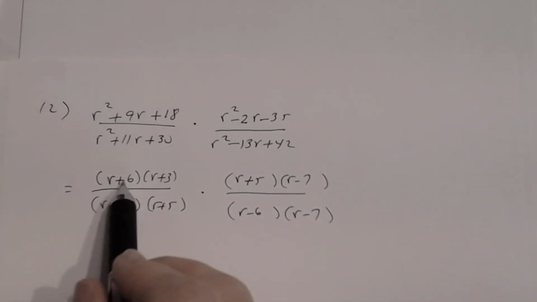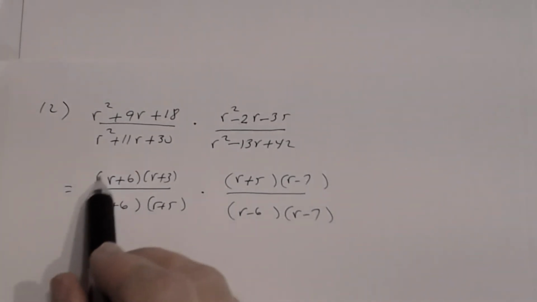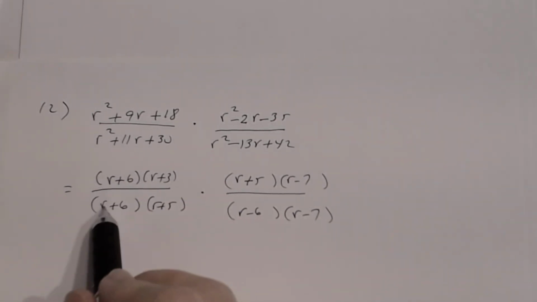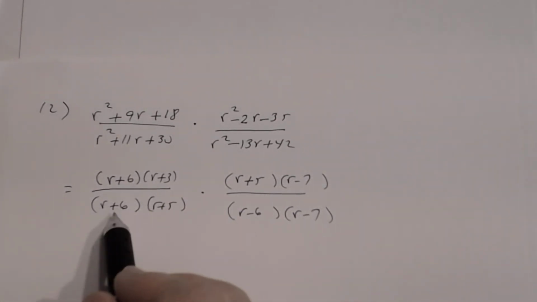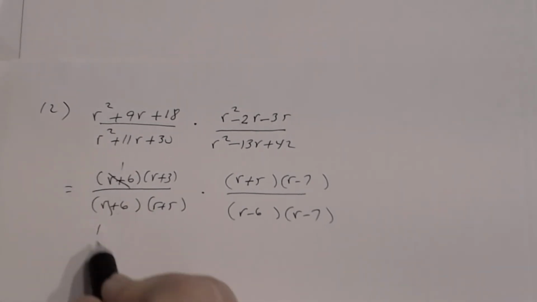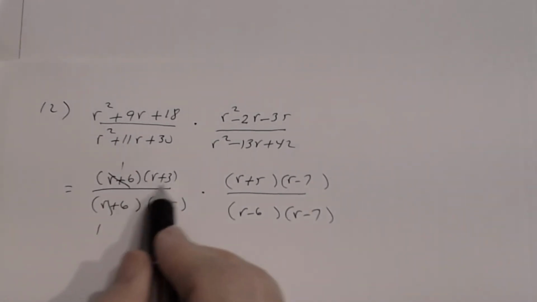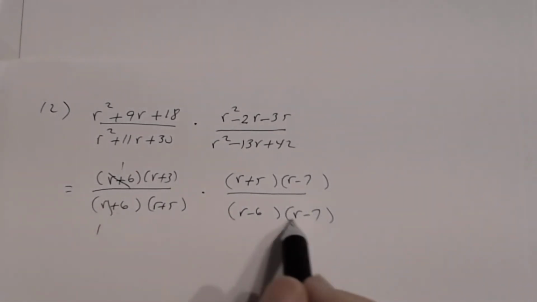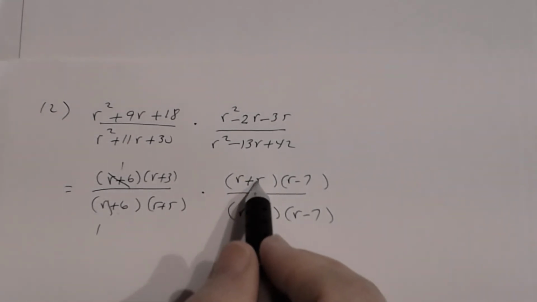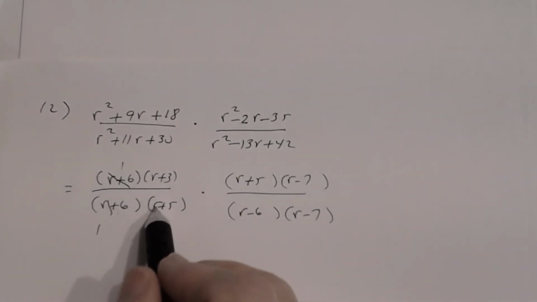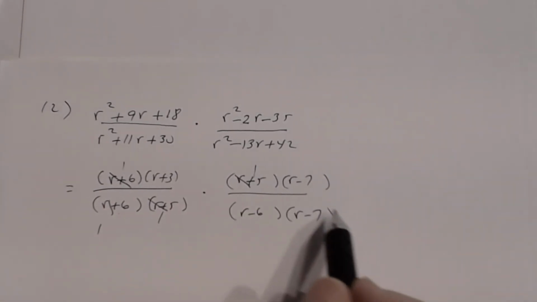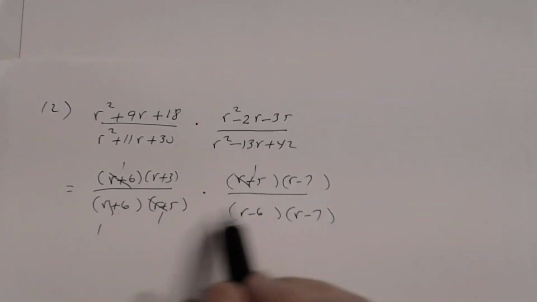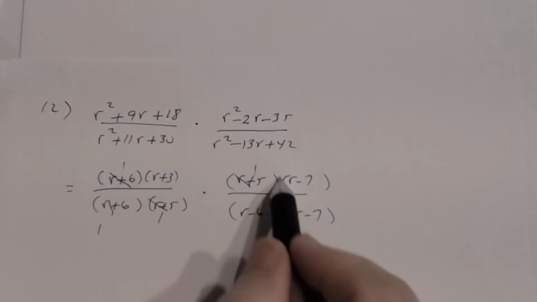So look at each factor in the numerators. The first factor I see is r plus 6. Well, r plus 6 occurs as a factor down there. Yep, right here. So those divide out, just like that. The next factor is r plus 3. Well, is there a factor of r plus 3 in the denominator? Nope. The next factor is r plus 5. Is there an r plus 5 in the denominator? Yeah, right here. So those divide out. The next factor is r minus 7. Is there an r minus 7 in the denominator? Yep, right here. So those divide out.